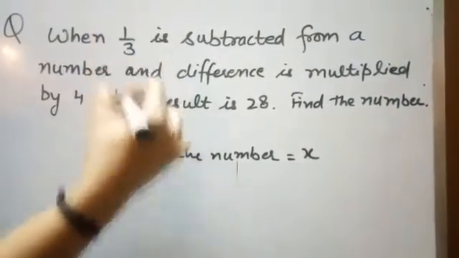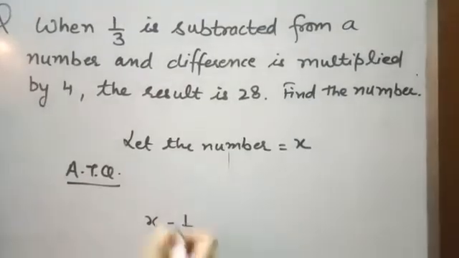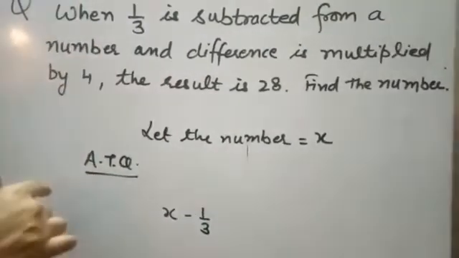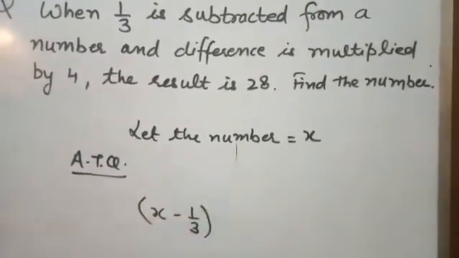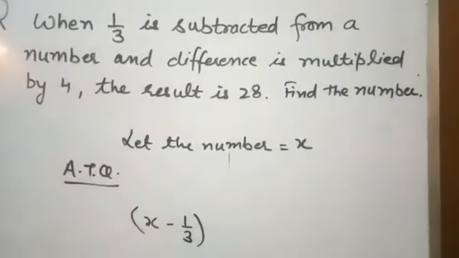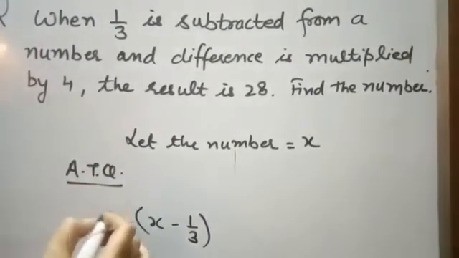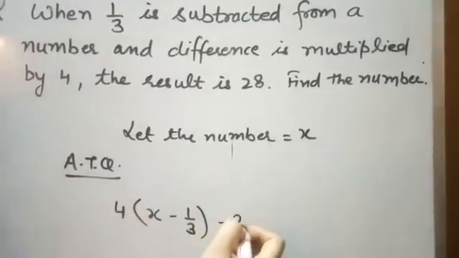When 1 by 3 is subtracted from the number x, what difference is this? The complete difference means when you subtract 1 by 3 from x, but the value of x is not given, so x minus 1 by 3 is the difference. When multiplied by 4, the result is 28.